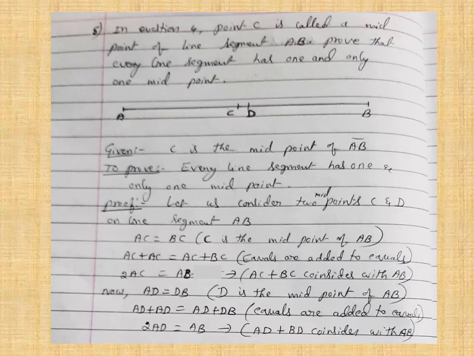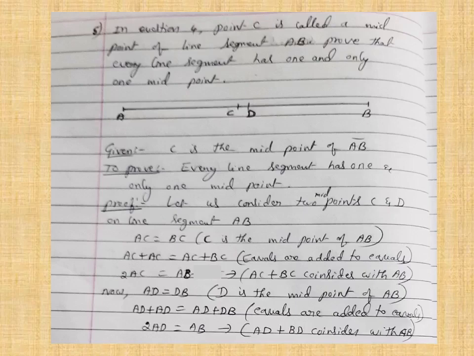Next, AC equals BC because C is the midpoint of AB. Now we can write AC plus AC equals AC plus BC. This is according to the axiom: equals are added to equals. So 2AC equals AC plus BC, which coincides with AB. Therefore, in place of AC plus BC, we can write AB.